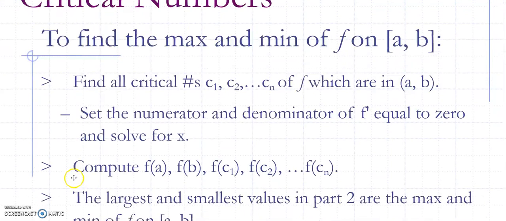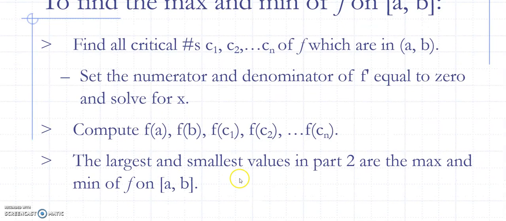Then all we're going to do is compute f of a, f of b, and then f of c1, c2, c3, c4, and so on, to find the largest and the smallest value, to find the absolute maximums and minimums on the closed interval [a, b]. So whatever value comes out to be the highest, that's the maximum. Whatever value is the lowest, that's the minimum. If we have a tie, then we have two locations where the maximum or minimum occur.